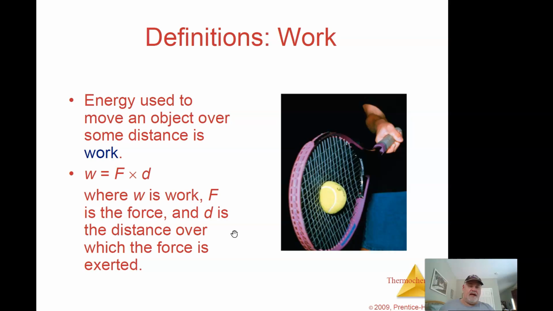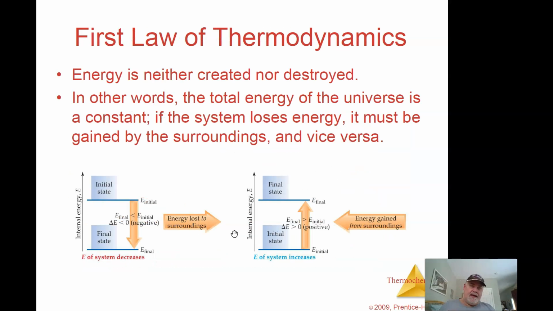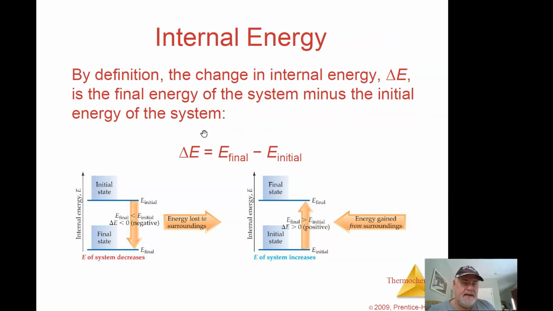Okay? We talked a lot about system and surroundings and heat and work. So you're just going to want to review some of this stuff. With the first law of thermodynamics, really concentrate on this second part about how if a system loses energy, it must be gained by the surroundings and vice versa. Okay? So those are the kind of things that we want to be talking about.